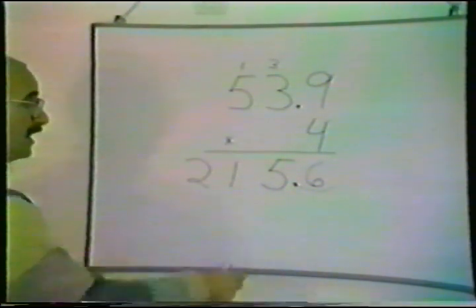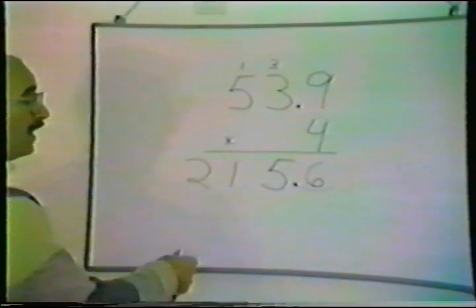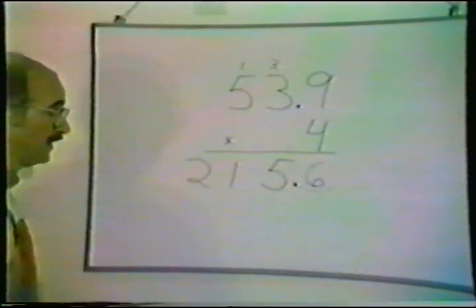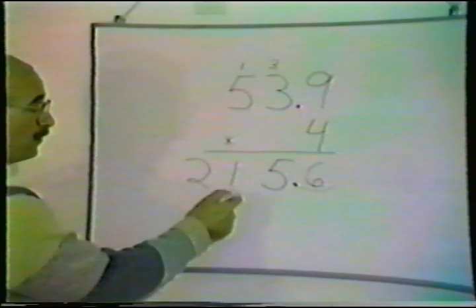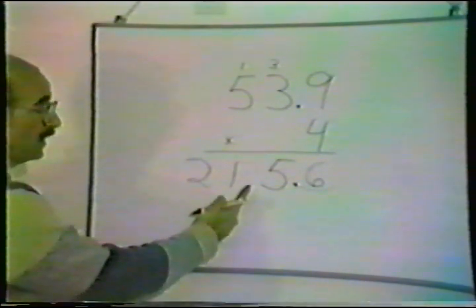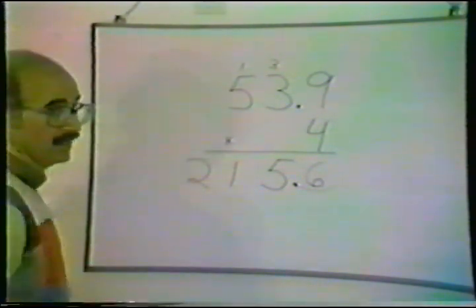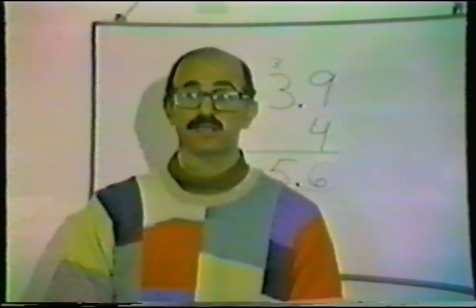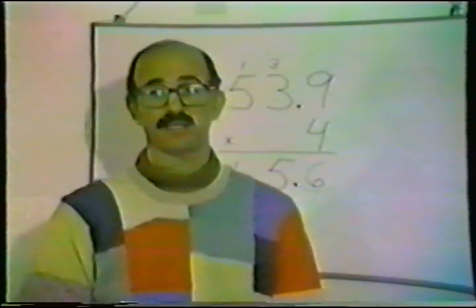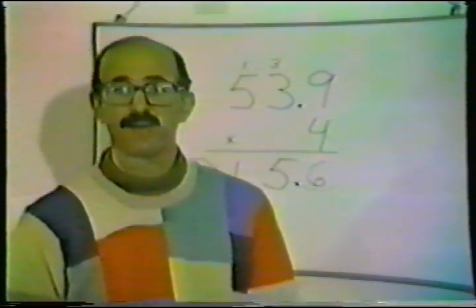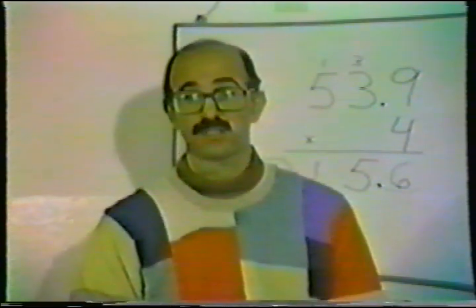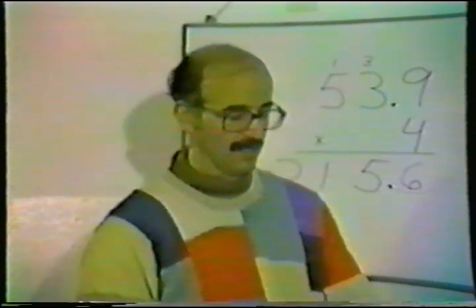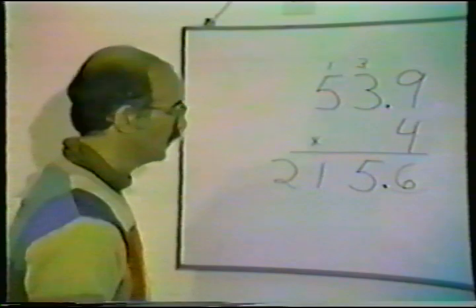If we didn't have the decimal point in the answer, our answer would be 2,000 something. And if we had our decimal point here, it would be 21 and something. Neither of those answers would make sense. And it's a good idea when you're multiplying decimals to just stand back and look at the problem when it's all finished and see if your answer makes sense, and that will help you to know if you really did put the decimal point in the right place.